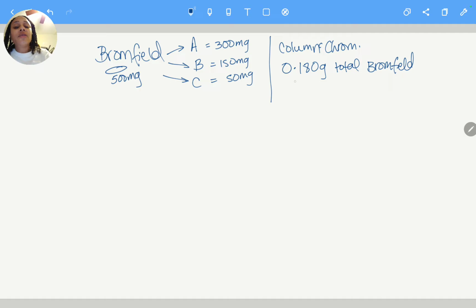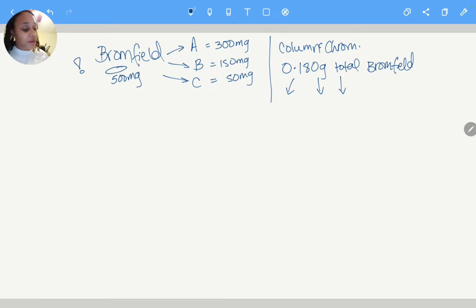And let's say of each of the components, we want to figure out what is the percent of each one of those in Bromfield. So the way to start this is first, we're going to use this information to know what's the percentage that should be in there. So it doesn't matter whether I have 500 milligrams or I have 0.18, the percentage should be the same. It doesn't change. All that changes is the exact amount.